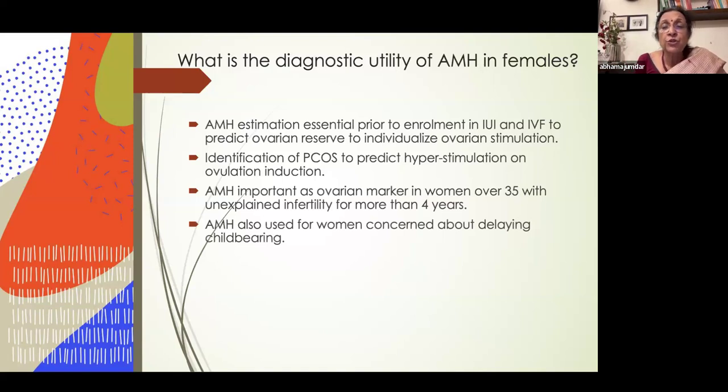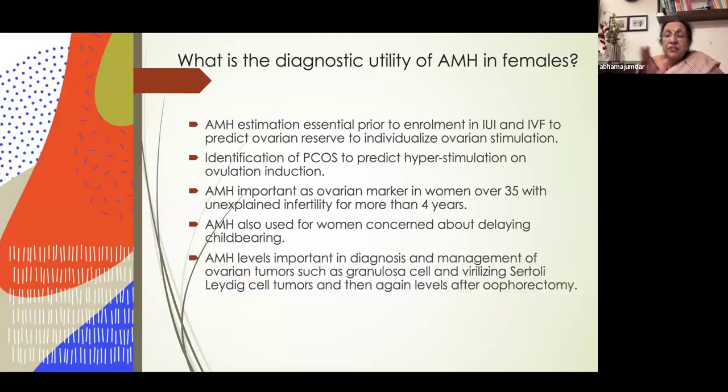AMH is also used for women concerned about delaying childbearing. Nowadays, a lot of young women come for counseling saying, I am 30, but I don't want to have a child for another 5, 8, 10 years because I have career options or professional priorities. Their AMH could be used to allay their concerns about delaying childbearing. Because if it is already very low, then we know that she might lose her ovarian reserve by the time she decides to have a baby.